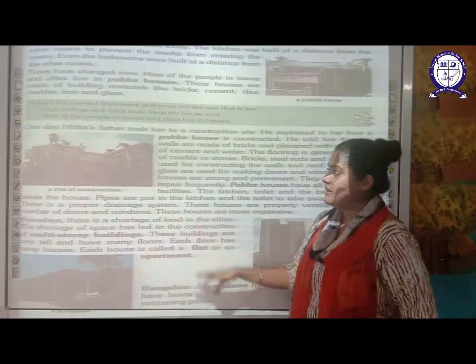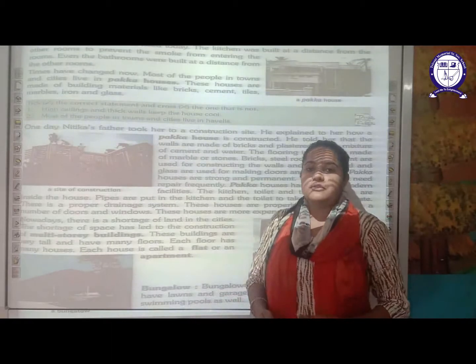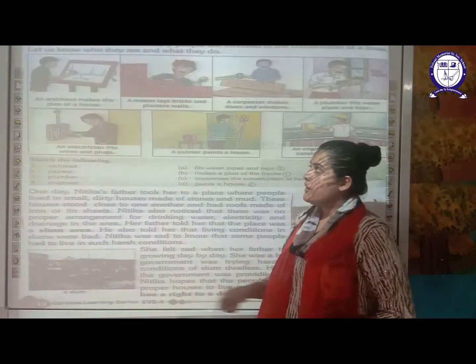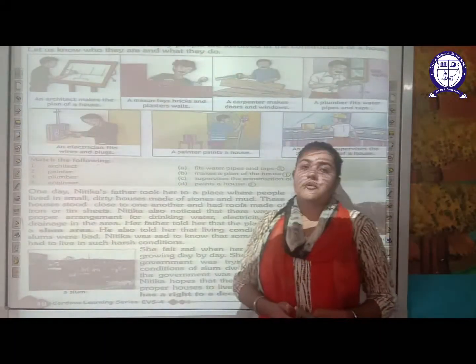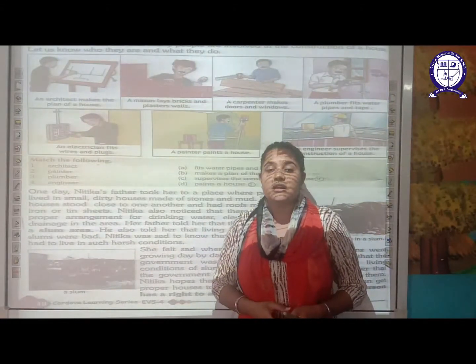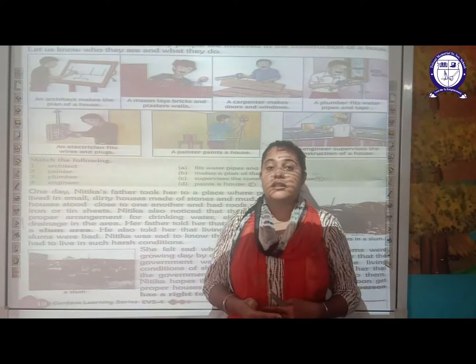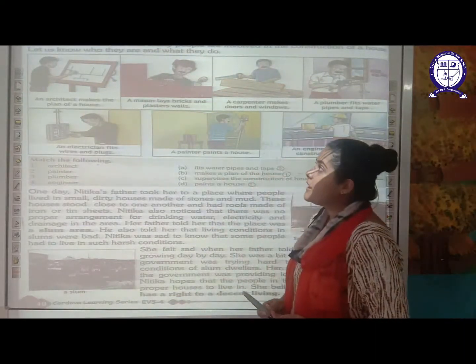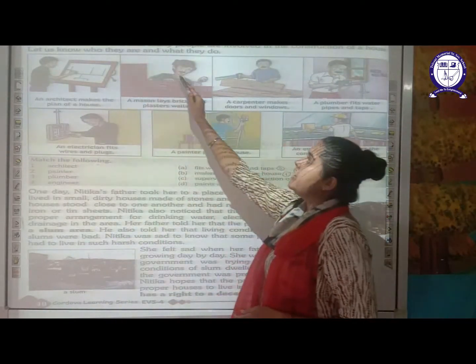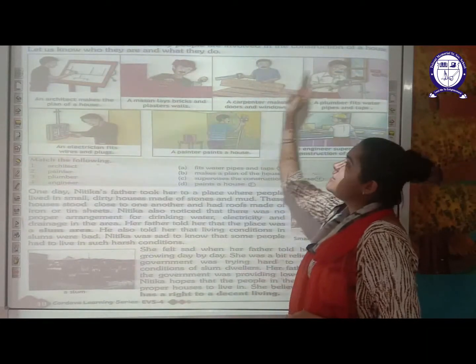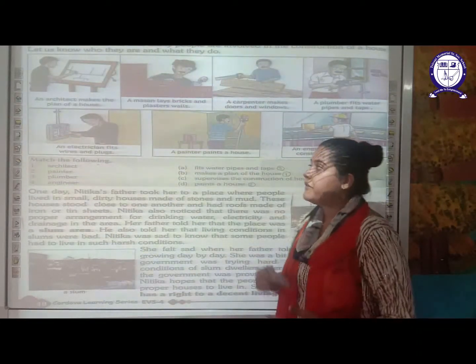So these are the various types of houses which we have discussed. Let's move on to the next part. There are a large number of people who are involved in constructing a house. We have to discuss those persons and the work they are doing. So let's begin. Nikita's father told her that many people are involved in the construction of houses, so we have to understand.